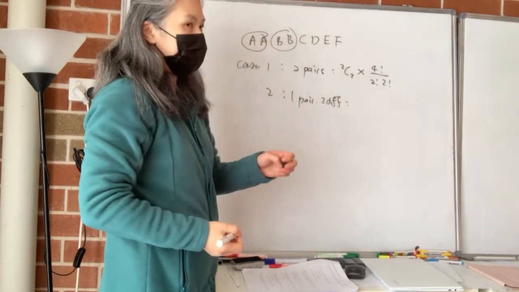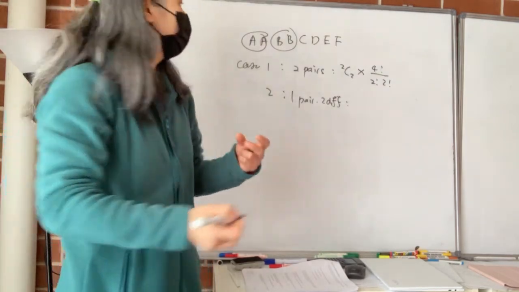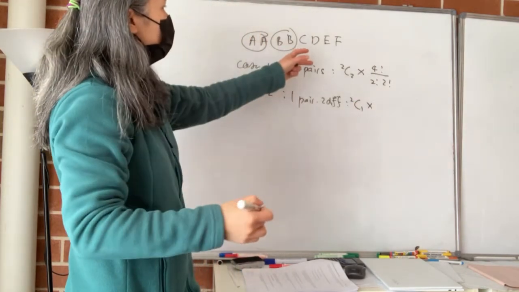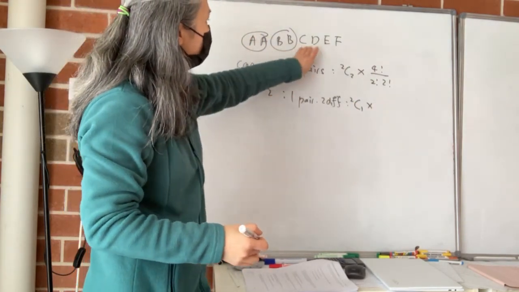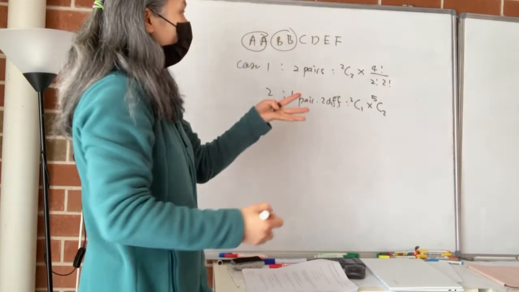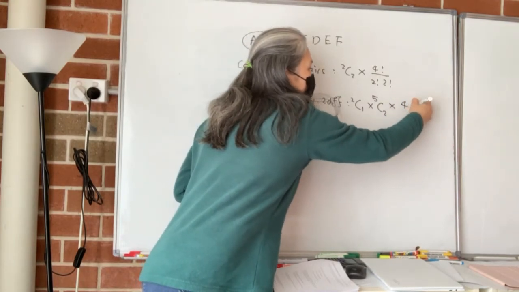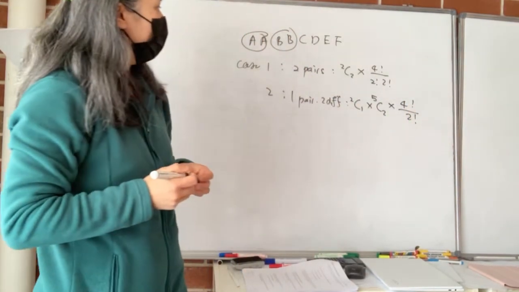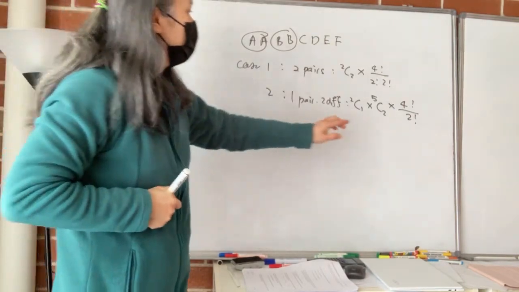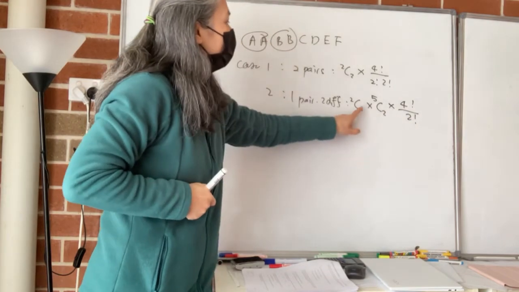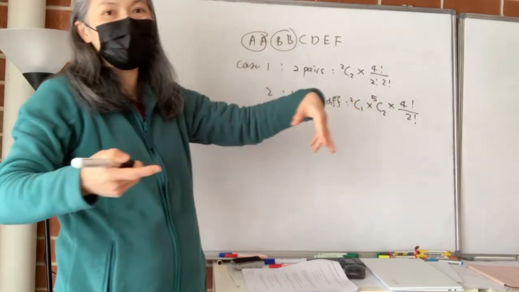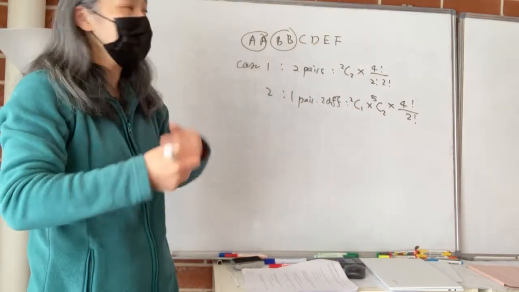Case 2 is going to be 1 pair and 2 different. 1 pair means you have 2 pairs, you need to choose one, so 2C1, and then you need to choose 2 more from the others: 1, 2, 3, 4, 5. So you have 5C2. Now you arrange it: 4 factorial over 2 factorial, because 1 pair is repeated. Make sense? Why only 2 factorial, not 2 factorial times 2 factorial? Because I only have 1 pair here; these two are different things. I will have AA, maybe B and C, or AAEF, or BBEF.